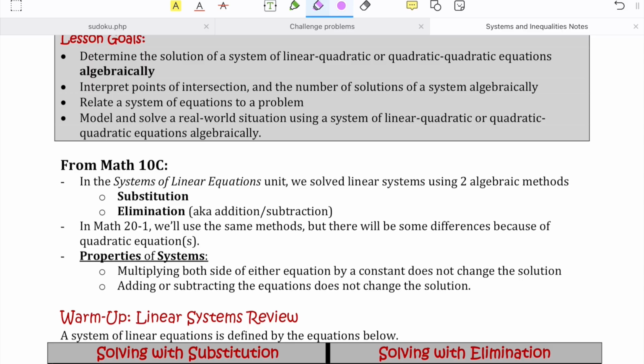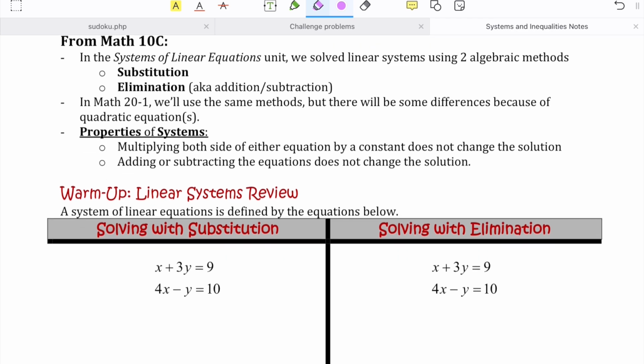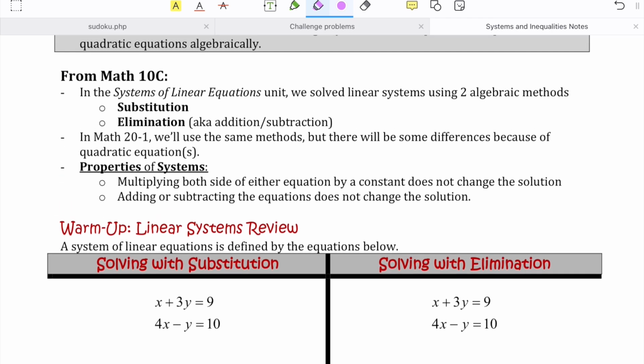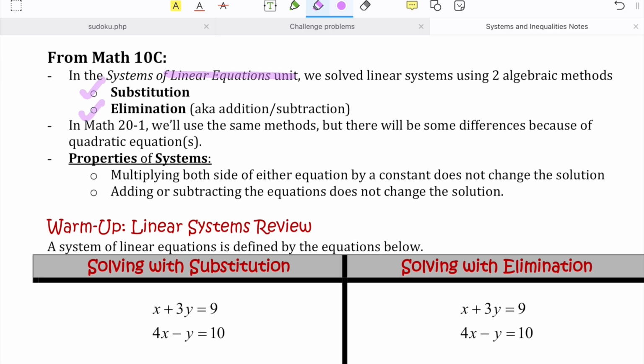So this is kind of 10C review in which you're given two linear equations and you need to use substitution or elimination to solve your systems. Elimination is just adding or subtracting. Substitution is isolating y and then solving for x, okay?